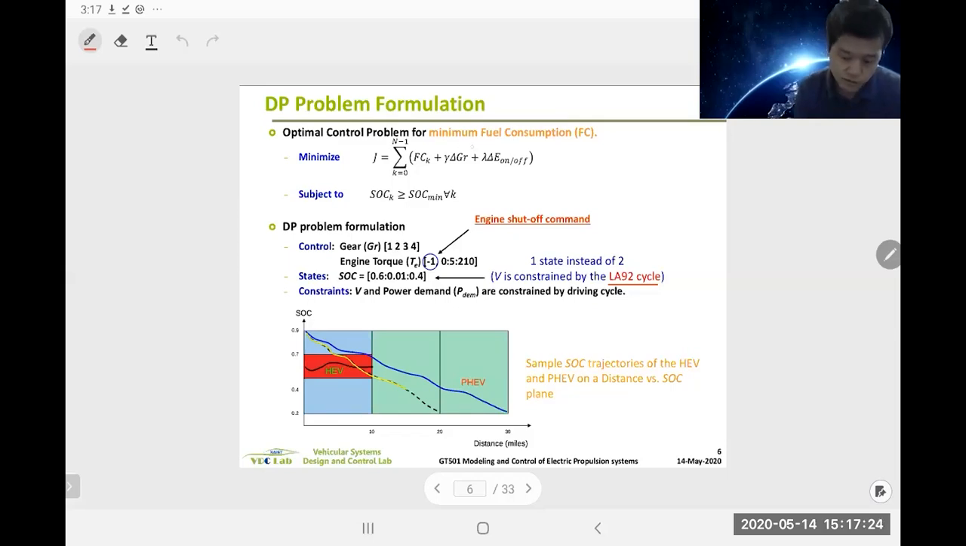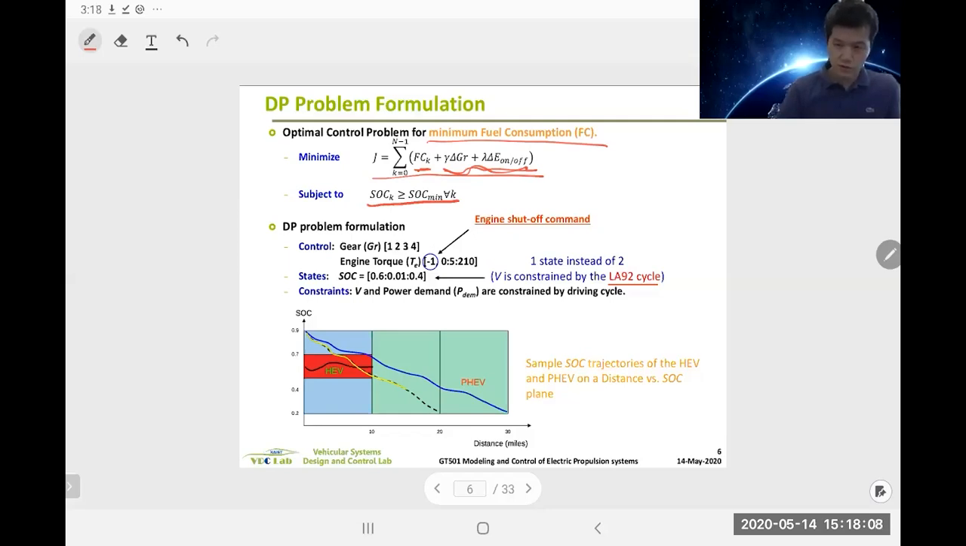So obviously we want to minimize fuel consumption, right? So we have this cost function that minimizes fuel consumption, but we have these other terms such as gear shifts and engine on-off. This is added because DP doesn't have any idea about frequent engine on-off or frequent gear shifts. So we need to add the term so that DP can handle these things, right? And then we have the SOC constraint.